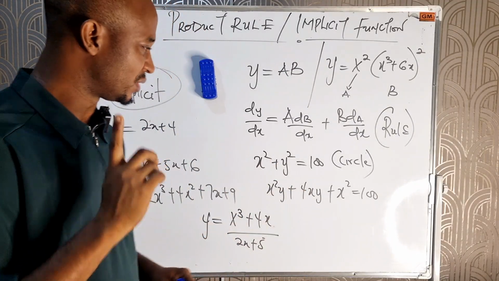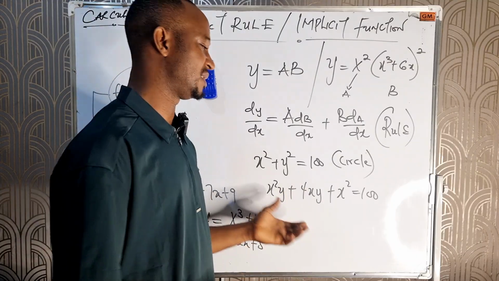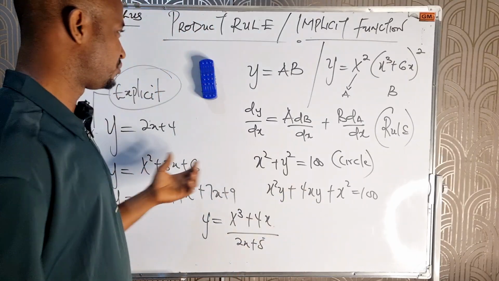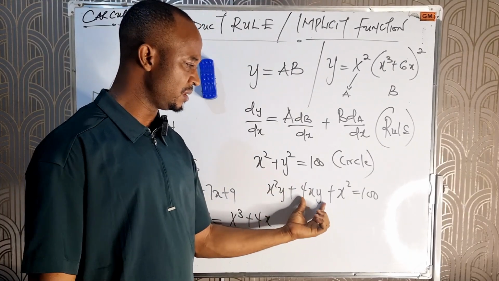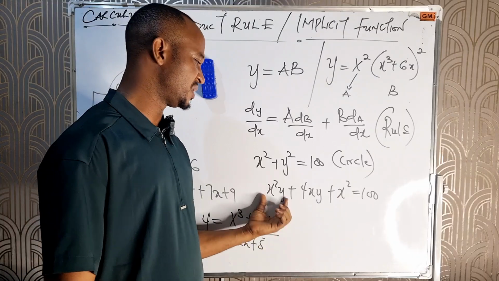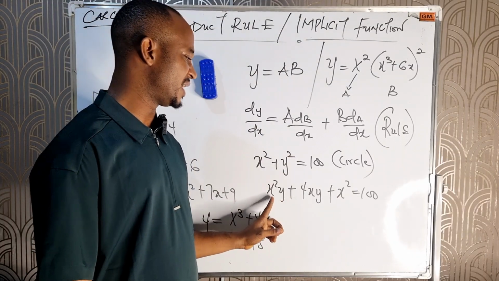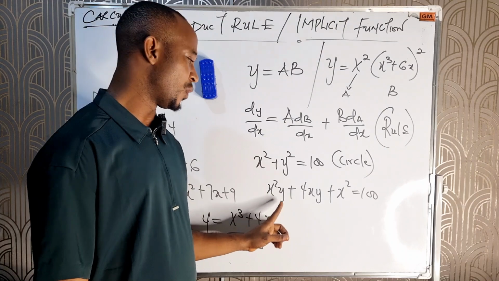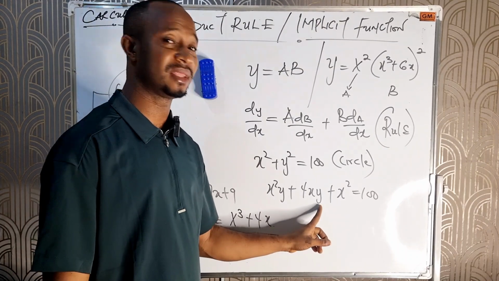One thing you should understand is, before you can fully understand how to differentiate implicit function, you must understand product rule. Looking at this now, I have s squared y plus 4sy plus s squared. To differentiate this, I have to apply the principle of product rule. Looking at it, we have s squared y. S squared represents a, y represents what? B. 4s can be taken as a, y can be taken as b.